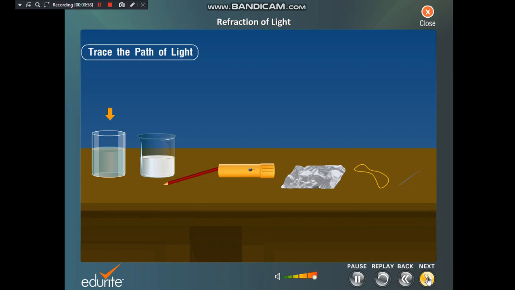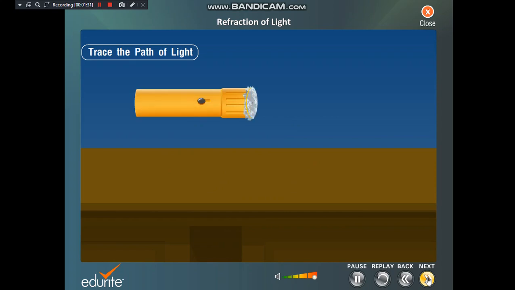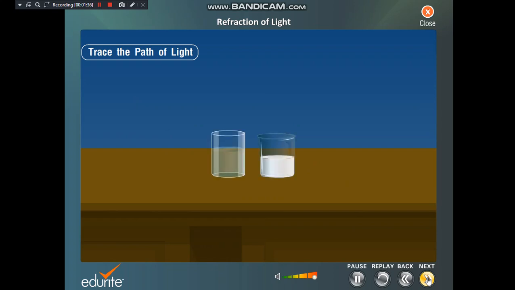You will need a glass of water, milk, pencil, a torch, aluminium foil, elastic band, needle. First, you need to prepare a point source of light. Observe how the torch is adapted as a point source of light. Here you have the point source of light. To give a cloudy effect for the glass of water, add a little milk to water.